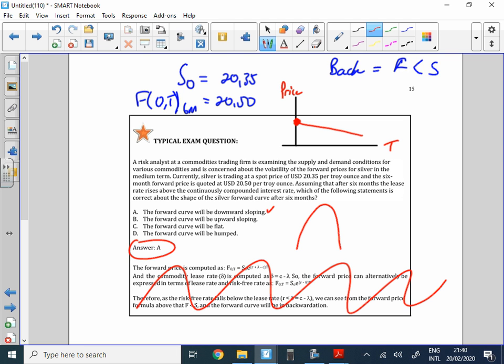Guys, that brings us to the end of tonight's session. We've done forwards, futures, and forwards. Upwards, backwards, all commodities, financial, we've done it all.